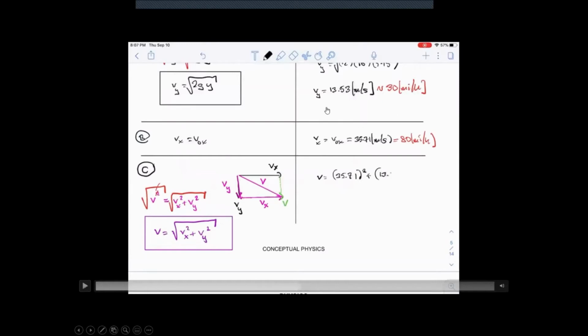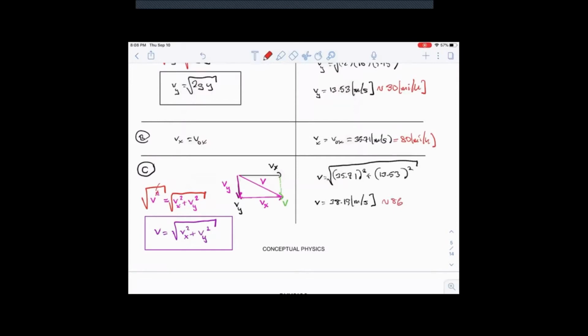All right, so the base is going to be this. So square this, the number in terms of the metric units. This is the height, so it's going to be 13.58. Square that, sum them up, take the square root. That's going to give us the final speed right there. Boom. So that's our final speed, 86 miles per hour, give or take.